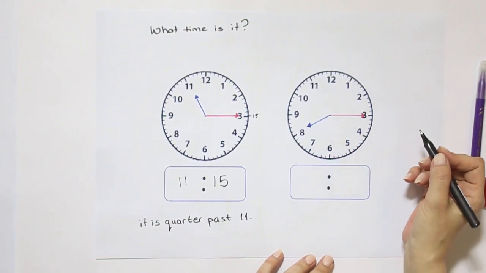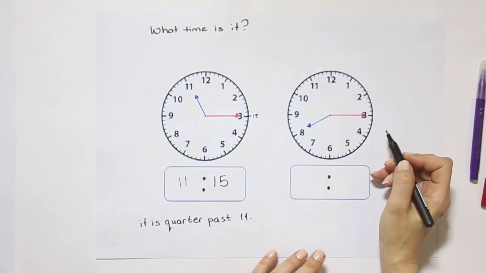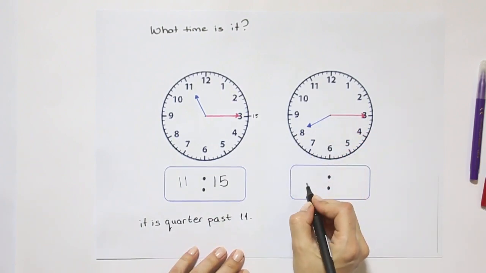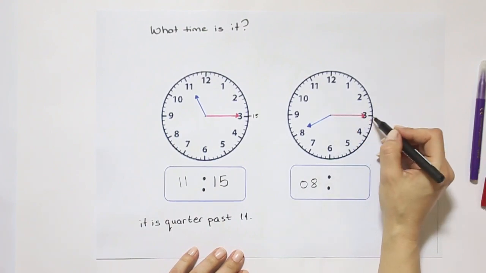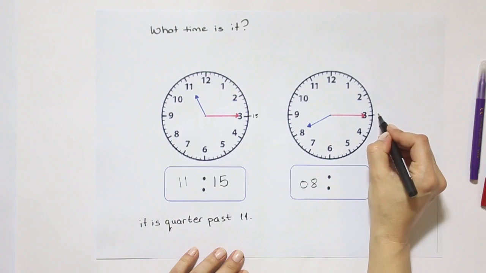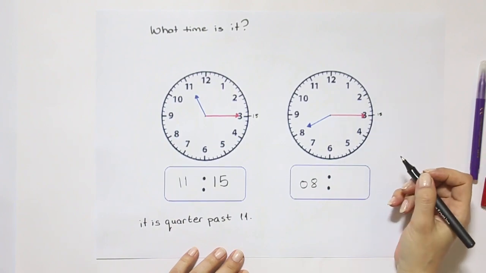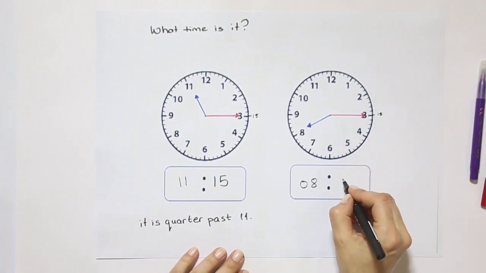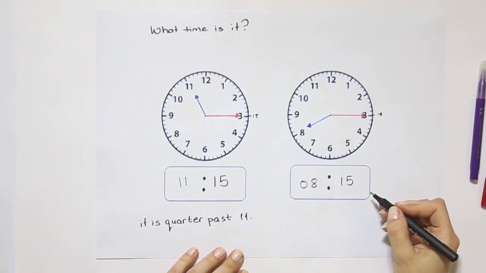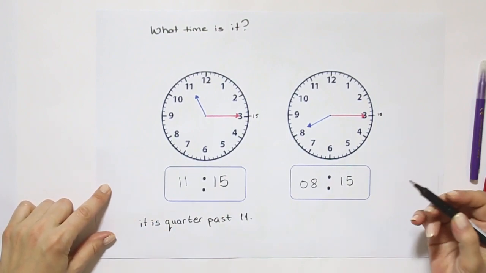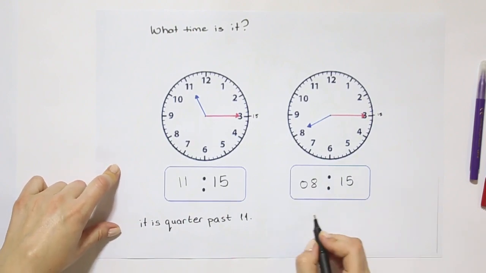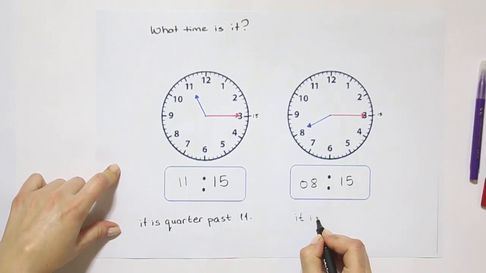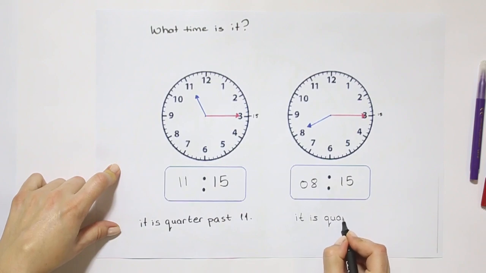The short hand is pointing just after 8. We know the hour is 8. The minute hand is pointing to 3. We know that is 15 minutes. On the digital clock it looks like this. What time is it? 8:15. We can also say it is 8:15.